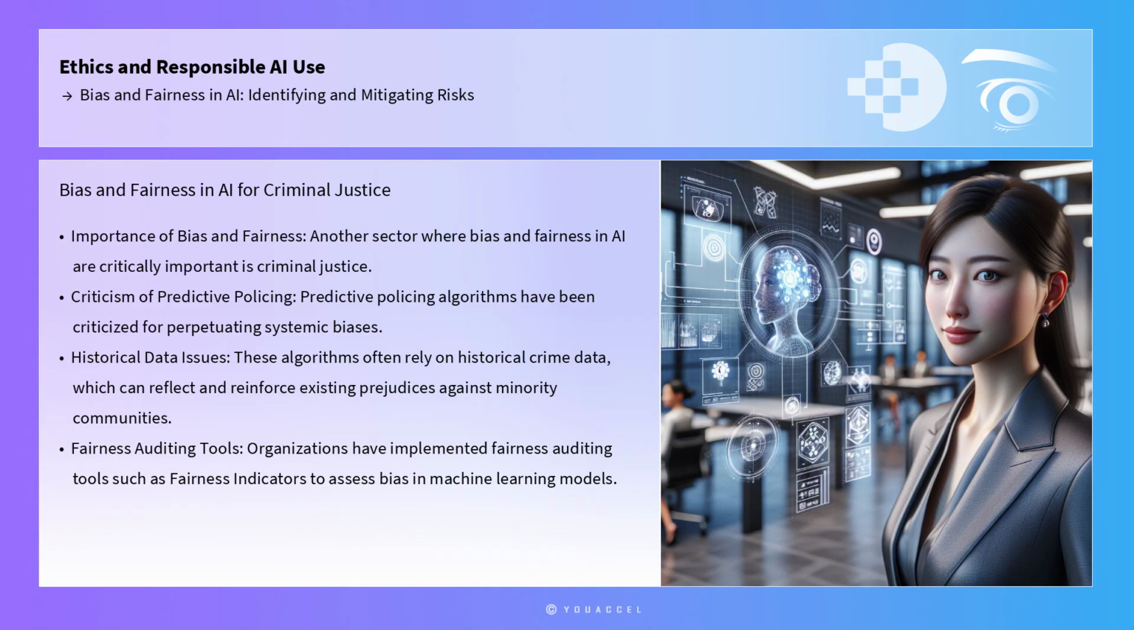Another sector where bias and fairness in AI are critically important is criminal justice. Predictive policing algorithms, which aim to forecast criminal activity and allocate police resources, have been criticized for perpetuating systemic biases. These algorithms often rely on historical crime data, which can reflect and reinforce existing prejudices against minority communities. To address these issues, organizations have implemented fairness auditing tools such as fairness indicators, which provide metrics to assess bias in machine learning models. These tools enable practitioners to identify disparities in model predictions and take corrective actions to ensure fairer outcomes.